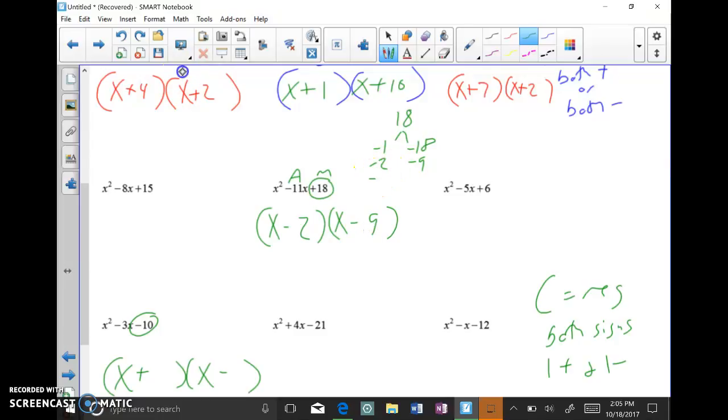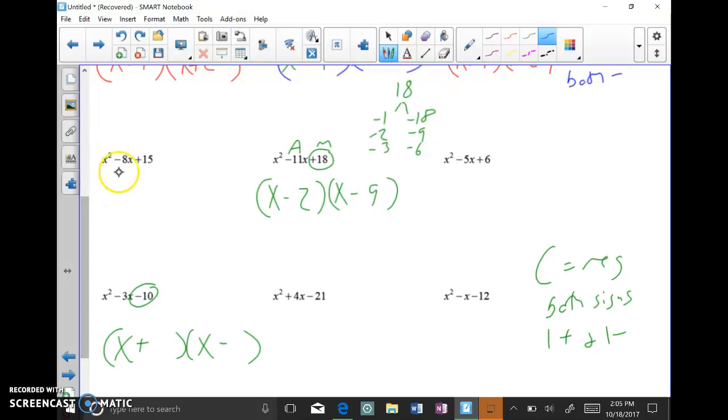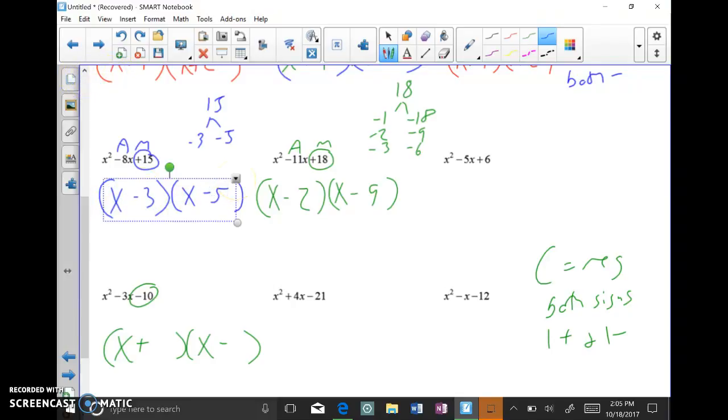And there were more. We also think, -3 and -6. But that adds to -9, not -11. All right, and let's see here. How about this one? Again, multiplies to positive, so it multiplies to positive 15. So 15, I think the first thing people think of is 3 and 5, right? But I need them to add to a negative. So how about -3 and -5? x minus 3, x minus 5.